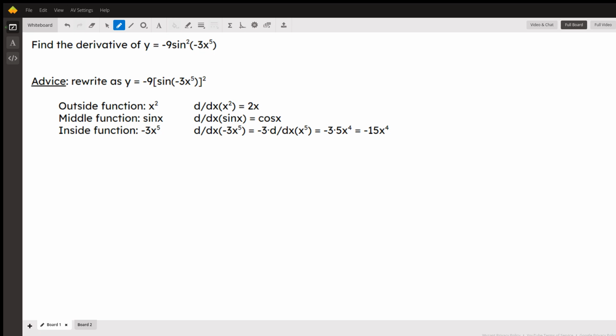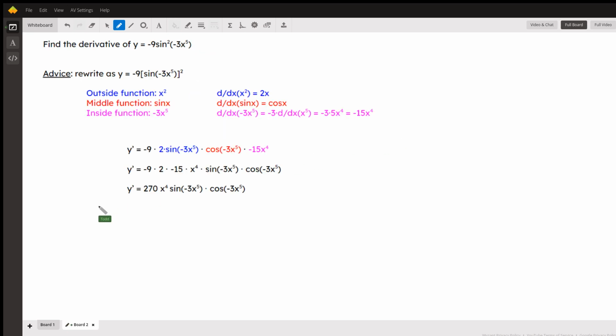Let's put all of this together to find the derivative. We want to first take that constant of -9 and just write that down to multiply it. Again, the outside function is something squared. The derivative of x squared is 2x, so the derivative of the outside function would be 2, instead of 2x, it's going to be 2 times all this stuff. So 2 times sine of -3x to the fifth.